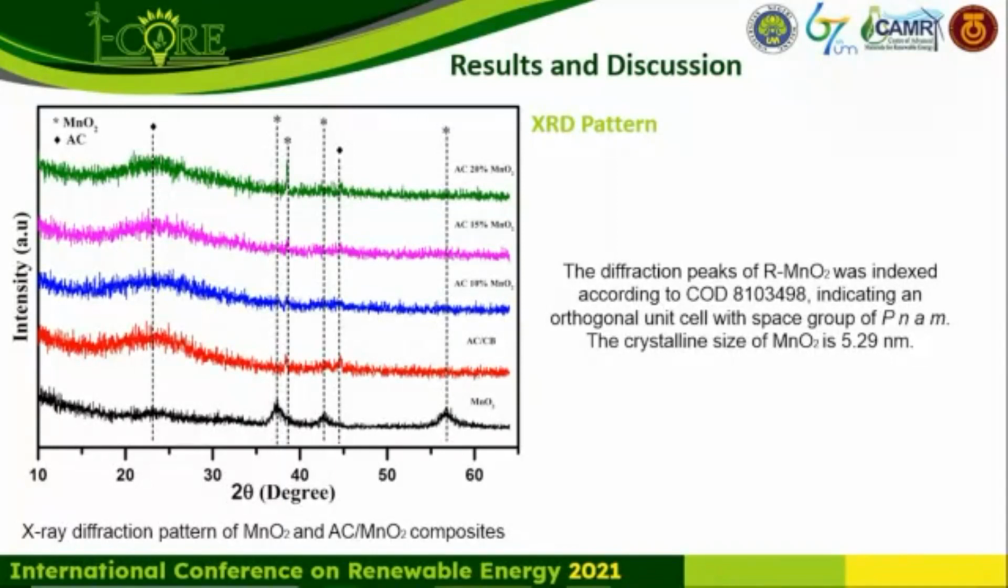The AC/MnO2 composites show weak peaks at 2 theta of 23 and 44. The intensities were found to increase as the concentration of MnO2 increased. AC/MnO2 composites with various masses showed different diffraction peak intensities at 2 theta of 38.